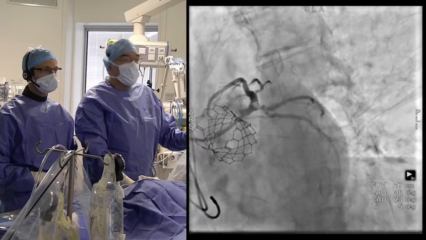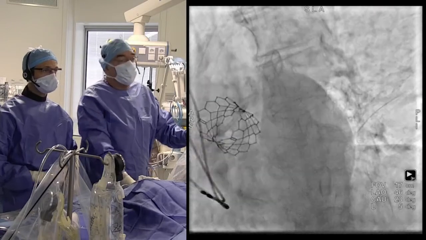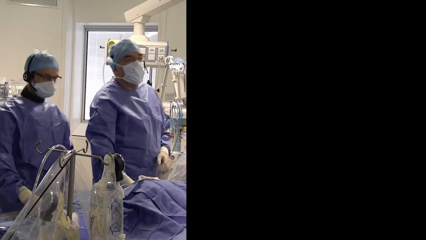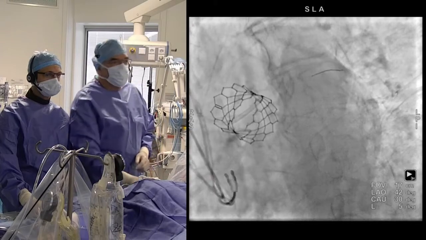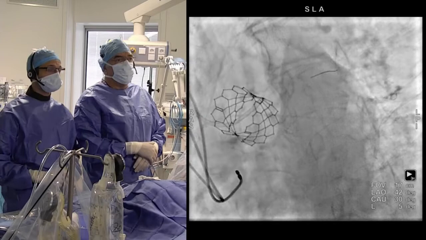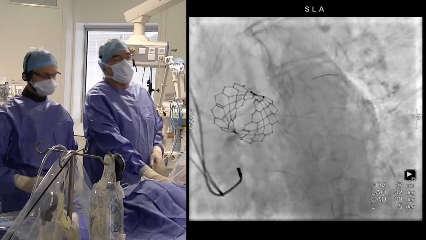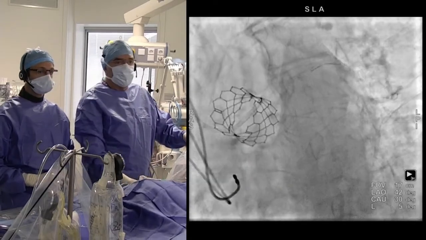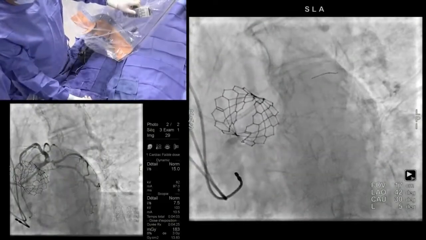What we will do is, we have already placed the six French XB 3.5 guiding catheter. We have already placed a rotor wire in the first OM branch. And now we will advance the 1.25 millimeter burr and a 1.5 millimeter burr. So we will use a 1.25 millimeter burr for the circumflex, and a 1.5 millimeter burr for the LAD.